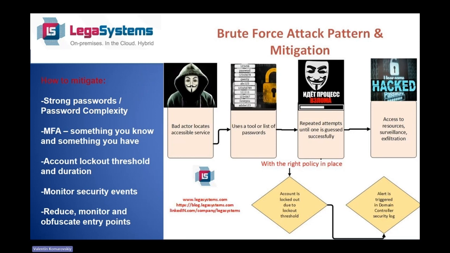So it's important to make sure that you have account threshold and duration configured in your policies, and I'll show you where those are configured, so that if they try five passwords, for example, and they're all wrong, then the account gets locked out, and it gets locked out for a specific duration, let's say 5 or 10 minutes. The default in Azure AD, for example, is 10 minutes. So they try five passwords, all five fail, the account is locked out for 10 minutes, and then the attacker cannot try to guess the password for the next 10 minutes.